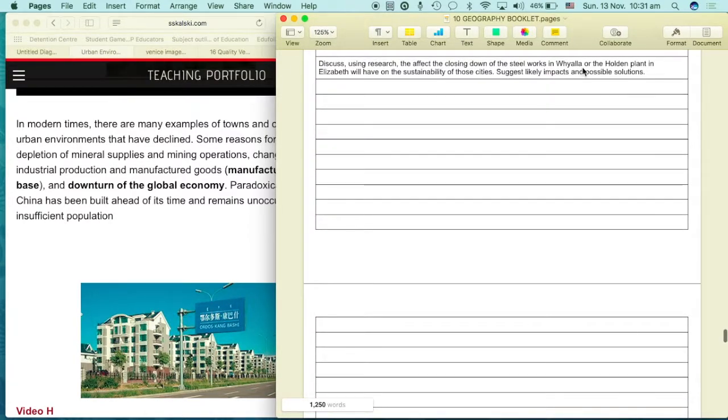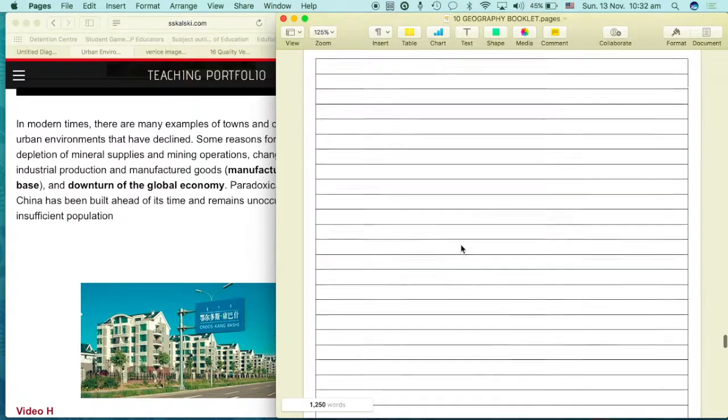Now, I've got the Whyalla or Holden plant in Elizabeth. If you know of or are familiar with other cities or places where large industries have closed down, I can't think of any at the moment, but I know there have been some mines that have closed down in Australia. So you can discuss another place as well if you'd rather do that than Whyalla or Elizabeth.